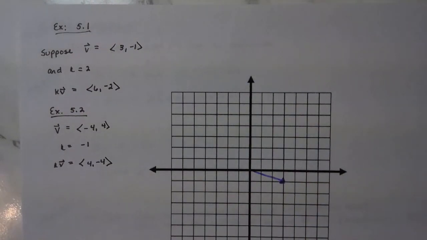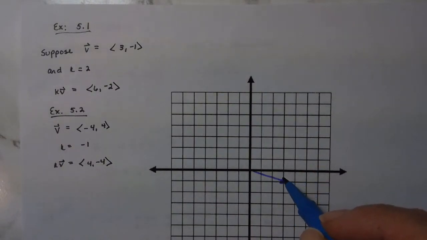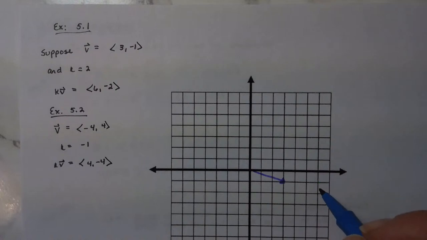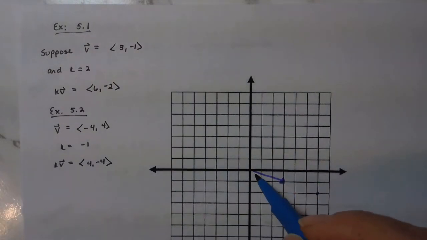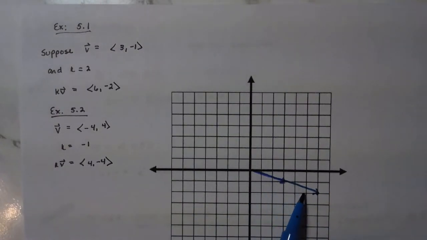And now I'm going to draw the vector 2 times that. So now I'm going to go to 4 and down 1, 2, 3, 4. Oops. So we had 3, negative 1. Oh, sorry, I'm looking at the wrong one. Now we're going to go 6. So 2, 4, 6, negative 2. Then my new vector is here. So you see, I've just doubled the length.